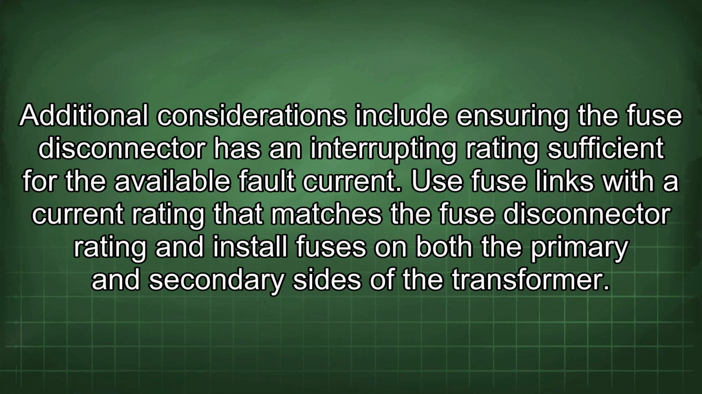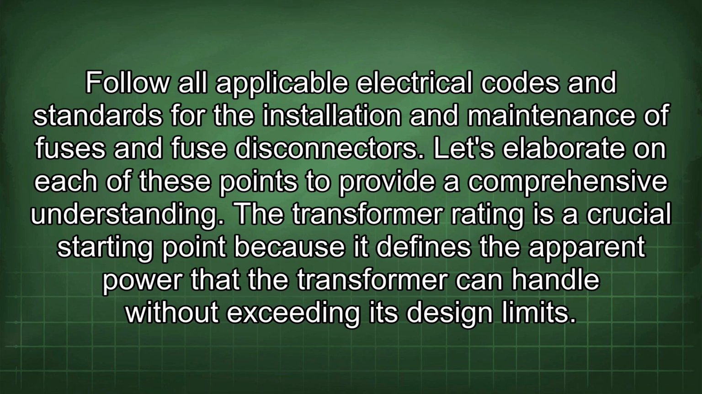Additional considerations include ensuring the fuse disconnector has an interrupting rating sufficient for the available fault current. Use fuse links with a current rating that matches the fuse disconnector rating and install fuses on both the primary and secondary sides of the transformer. Follow all applicable electrical codes and standards for the installation and maintenance of fuses and fuse disconnectors. Let's elaborate on each of these points to provide a comprehensive understanding.